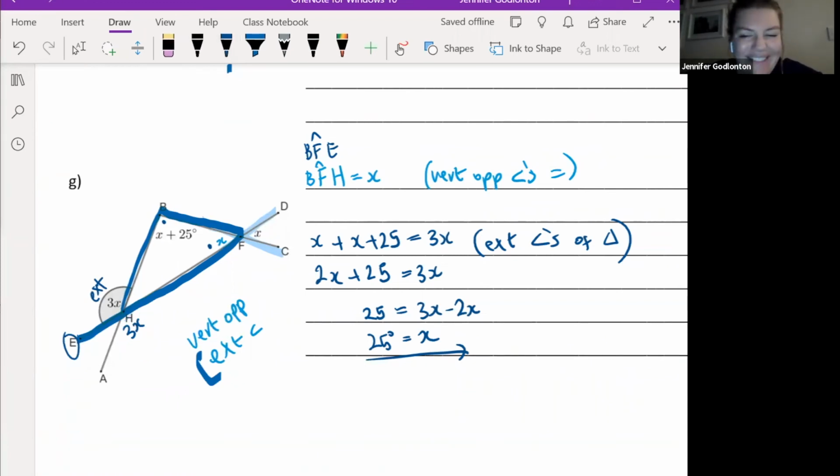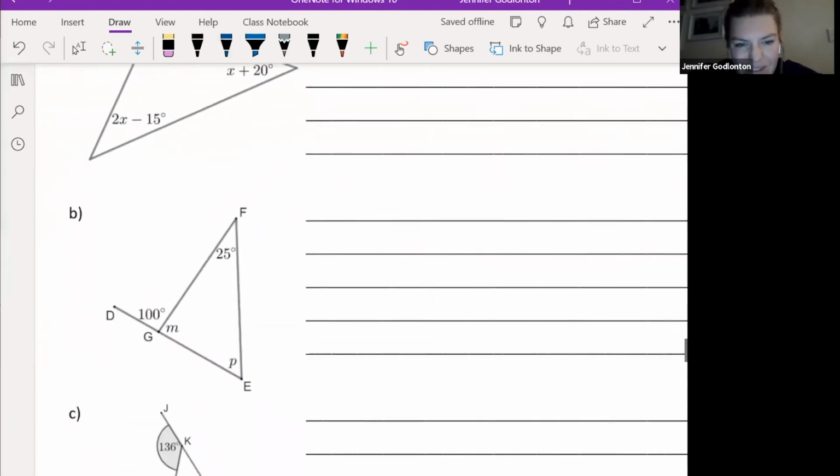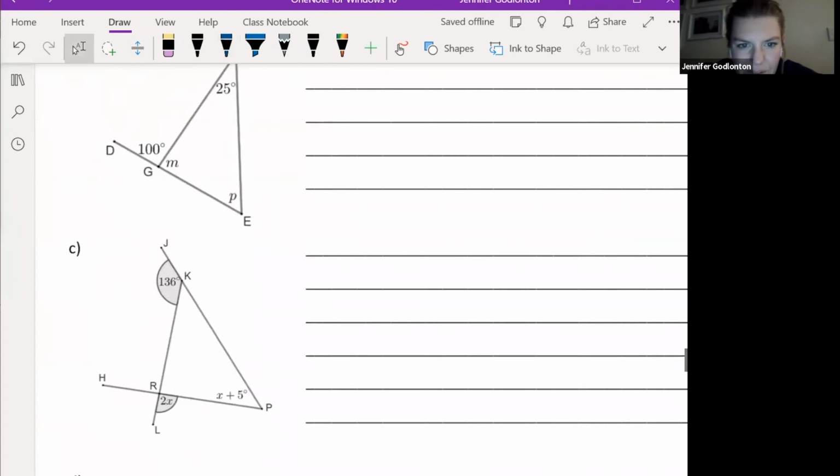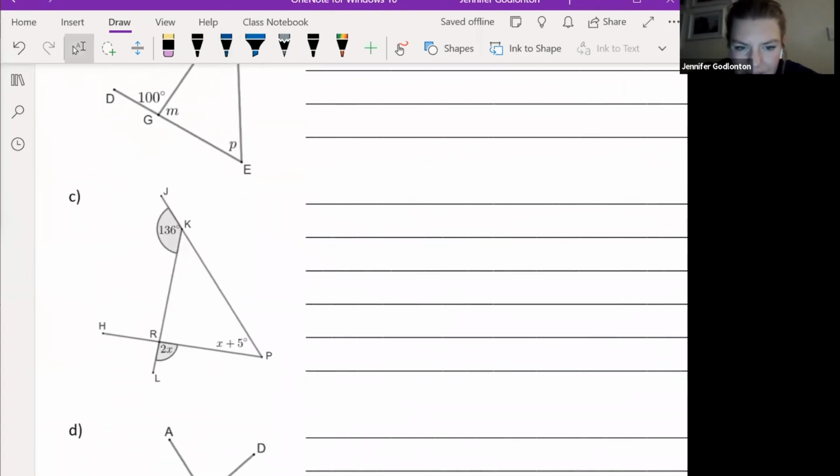All right, let's give another one a go, guys. That one's too easy for you. I feel like that's also too easy for you. Yeah, this one looks a bit better.